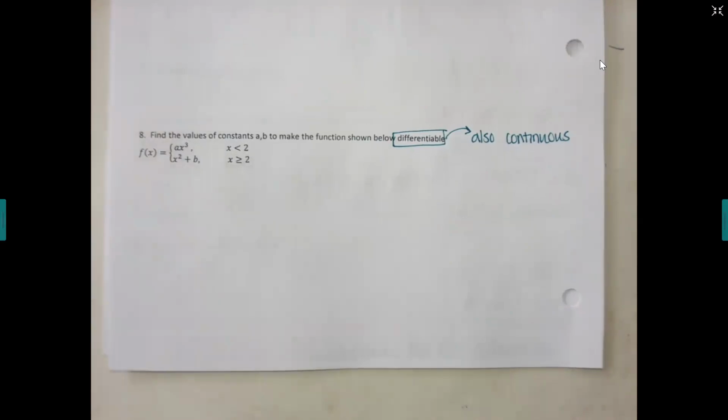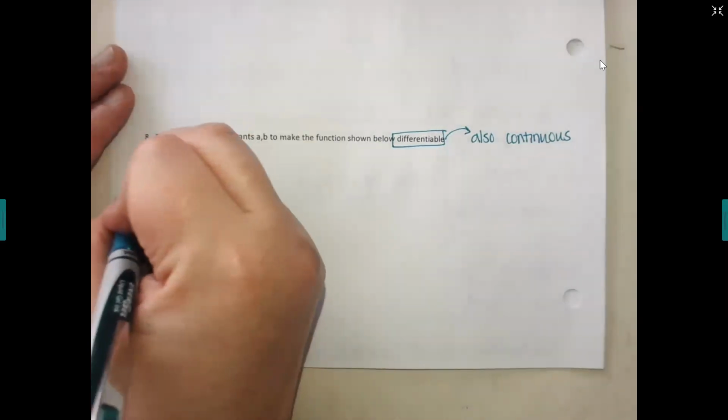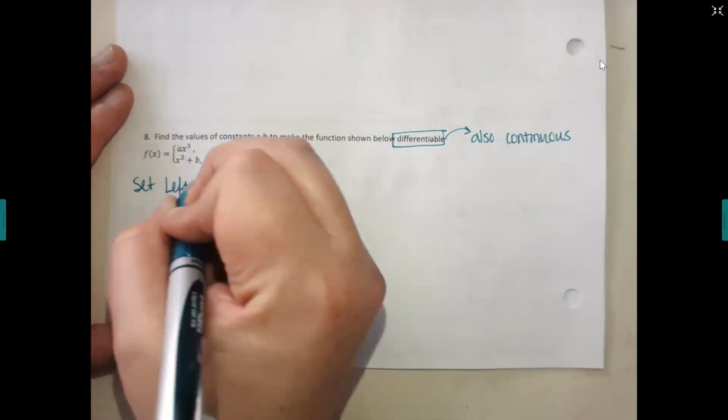Okay, if it's differentiable, it also had to be continuous. So here's the plan. If we want it to be continuous, we're going to let the left and the right sides be equal, just like we did 2 weeks ago. But then to make it differentiable, we're going to let the left and right derivatives be equal to each other. So I'm going to put over here, we're going to set left equal to right.